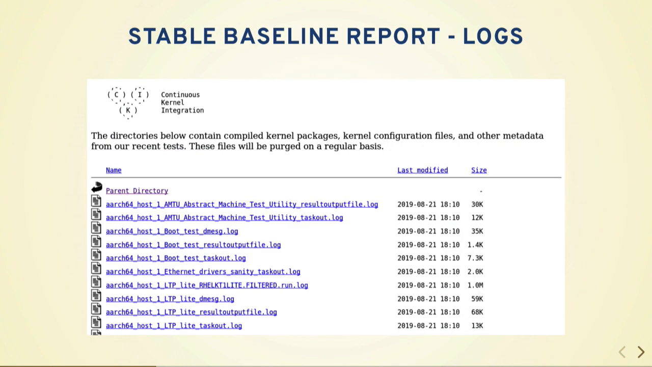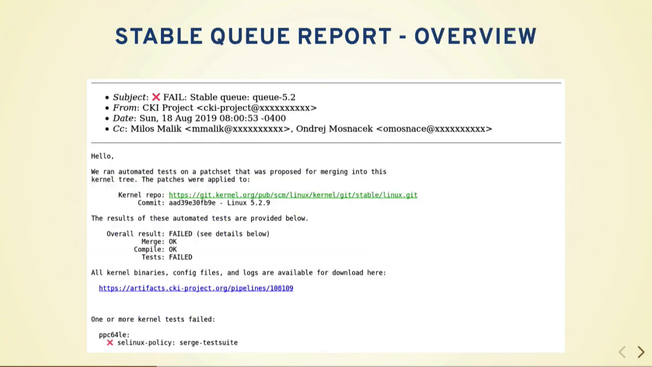If we go further into the logs that we post, we have them organized by the architecture, host, and the specific test, and each test can have multiple logs. If you take the example of this stable queue report, we can see how they would work. This run failed, and we immediately send a copy of this report to test maintainers, who will be able to step in and comment on the failure if it's a false positive, and take action if something's broken.